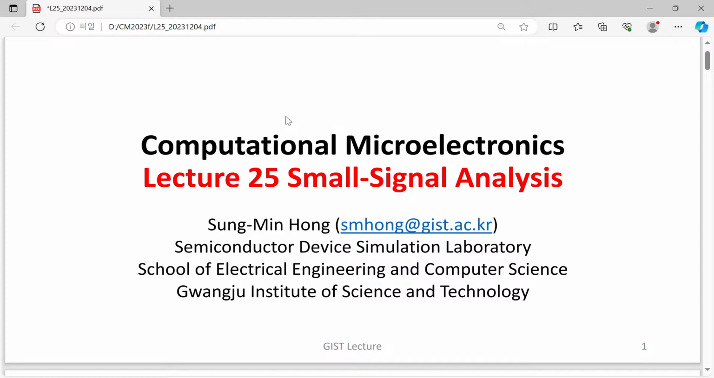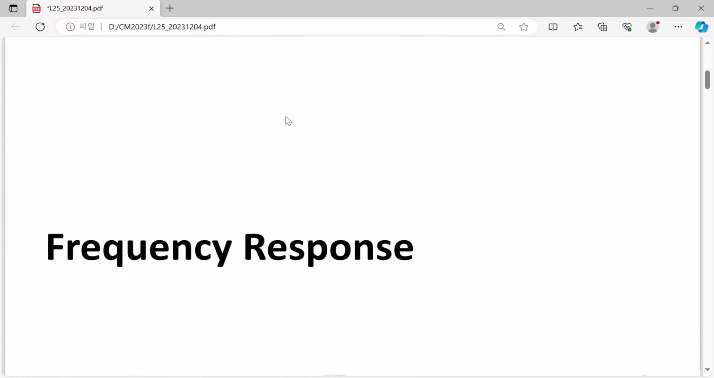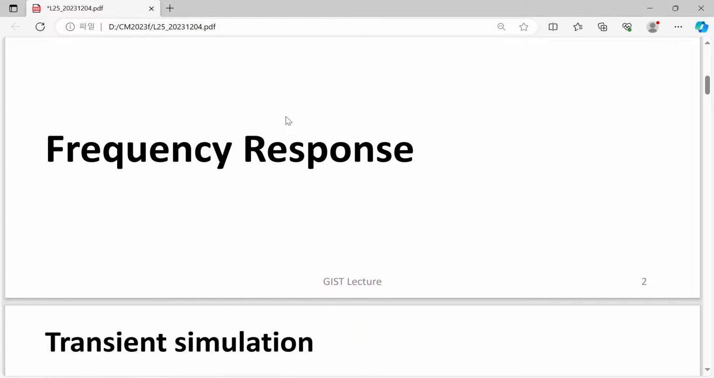So unfortunately we had to restrict ourselves to only small signal analysis, but that is quite closely related to other kinds of analysis like sensitivity analysis. So I think that at least these lectures can be a good starting point for your further analysis. Then let's go to the frequency response.